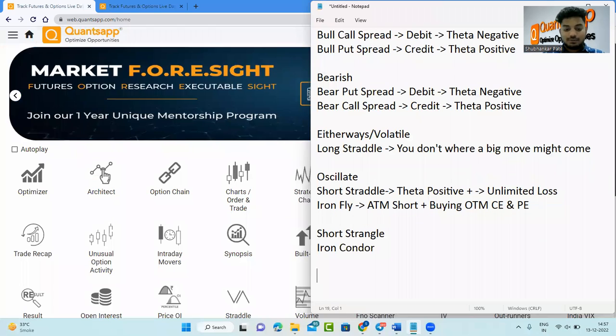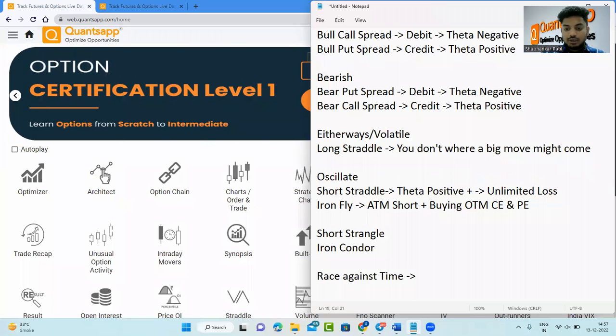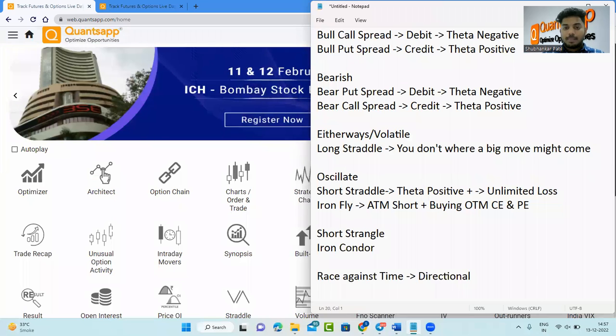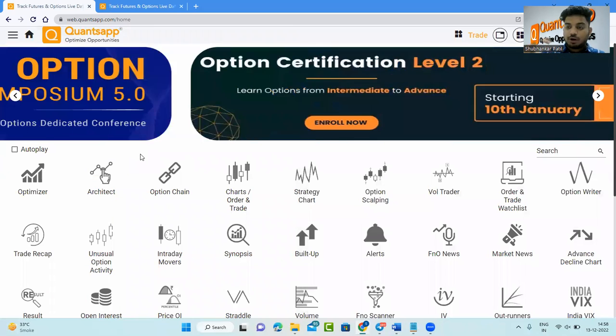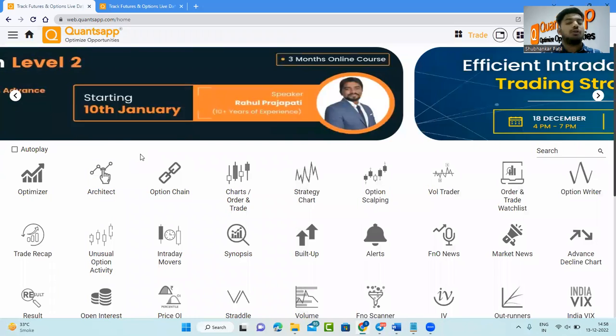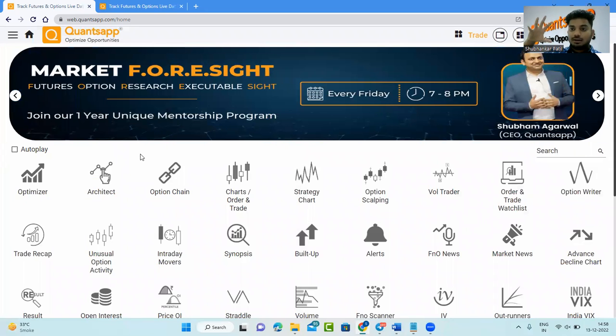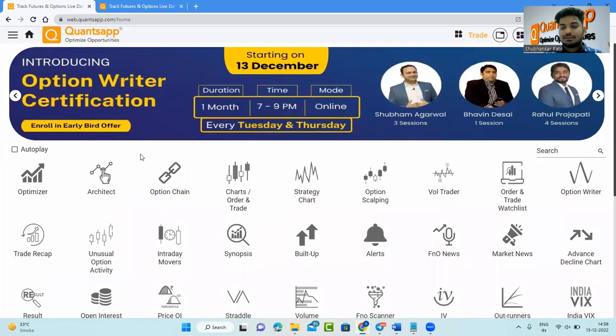One interesting strategy which I will show you is the race against time. In this type of strategy, you are directional, and you will not get enough theta even if you deploy a credit spread. Let's say you are bullish on the market, and even if you deploy a bull put spread, the theta is still not very lucrative. Second, you still can't go ahead and sell a straddle, because it is a non-directional strategy, right? It is an oscillating strategy.